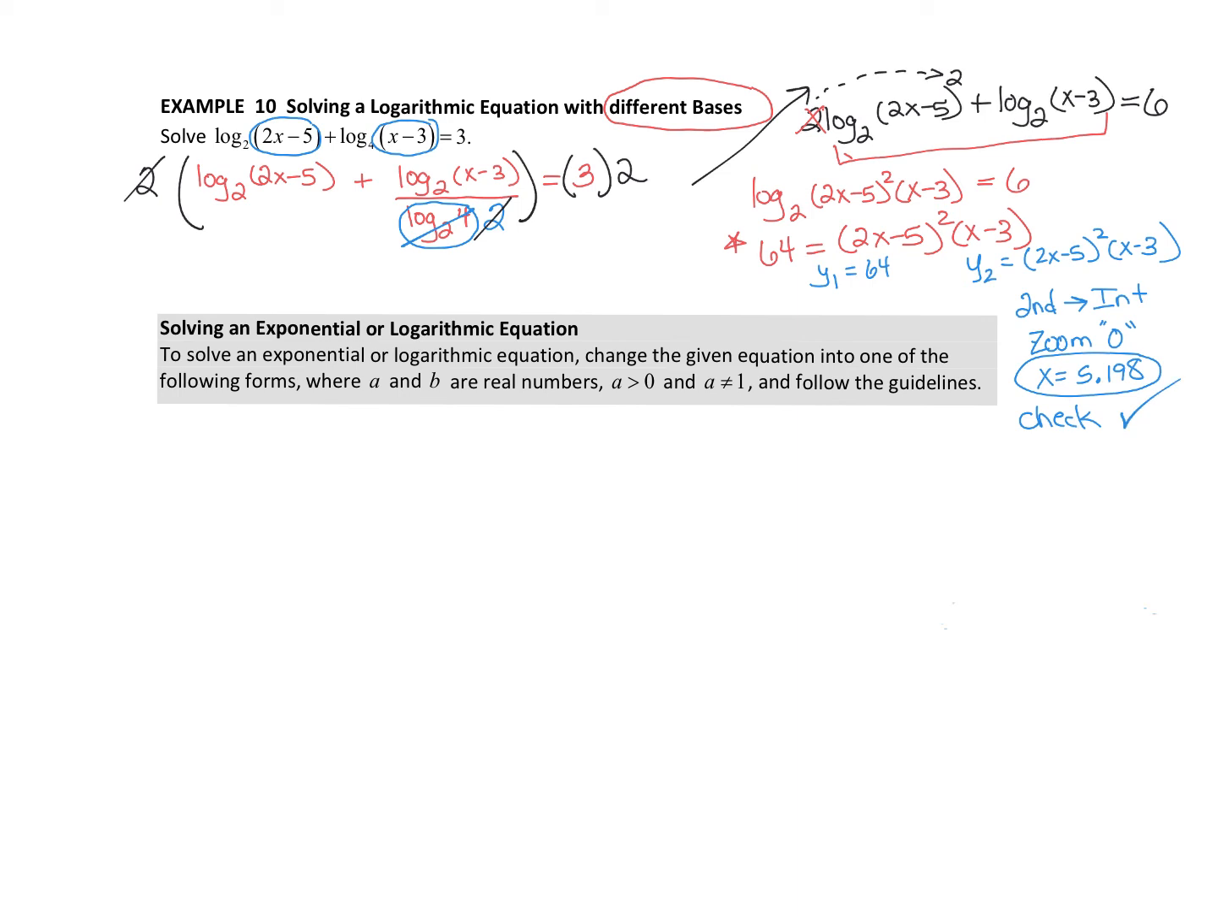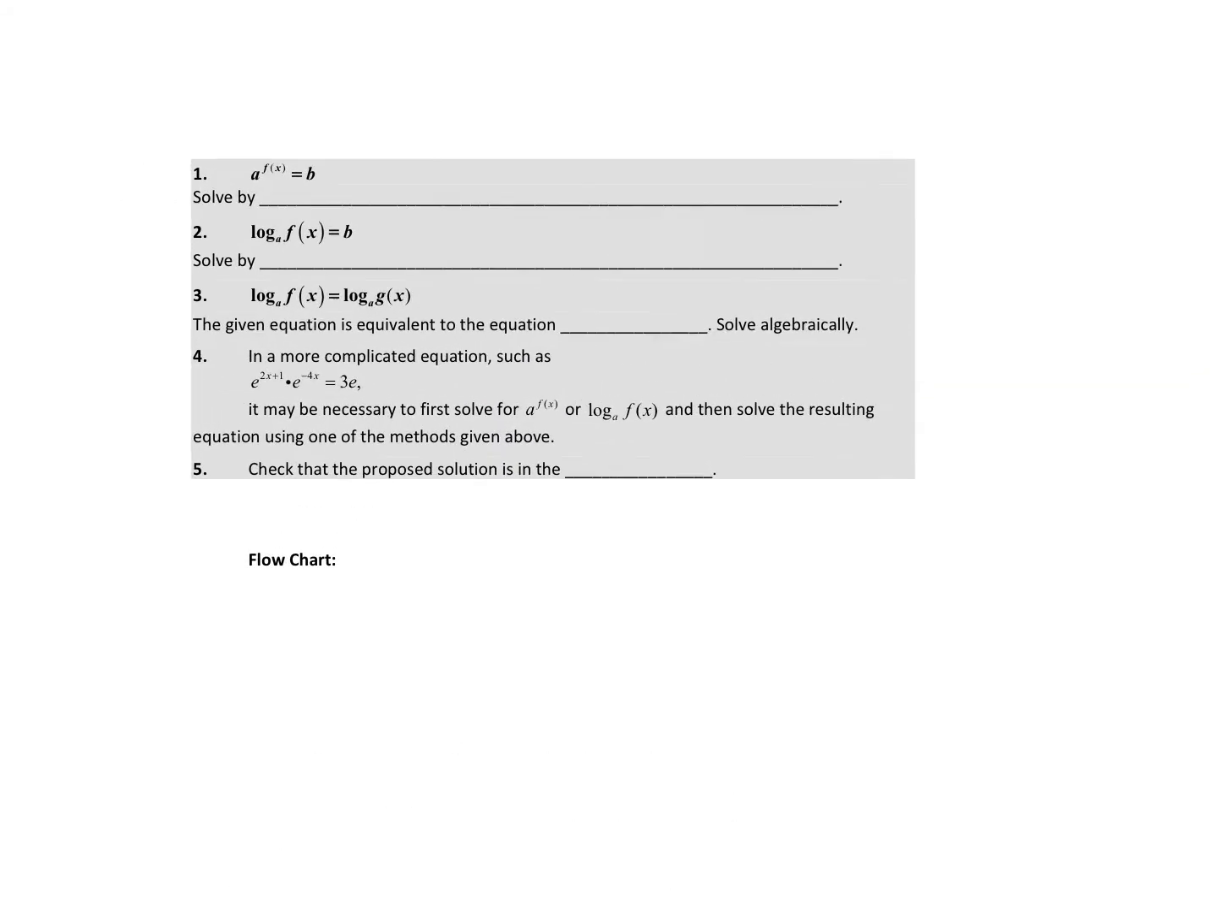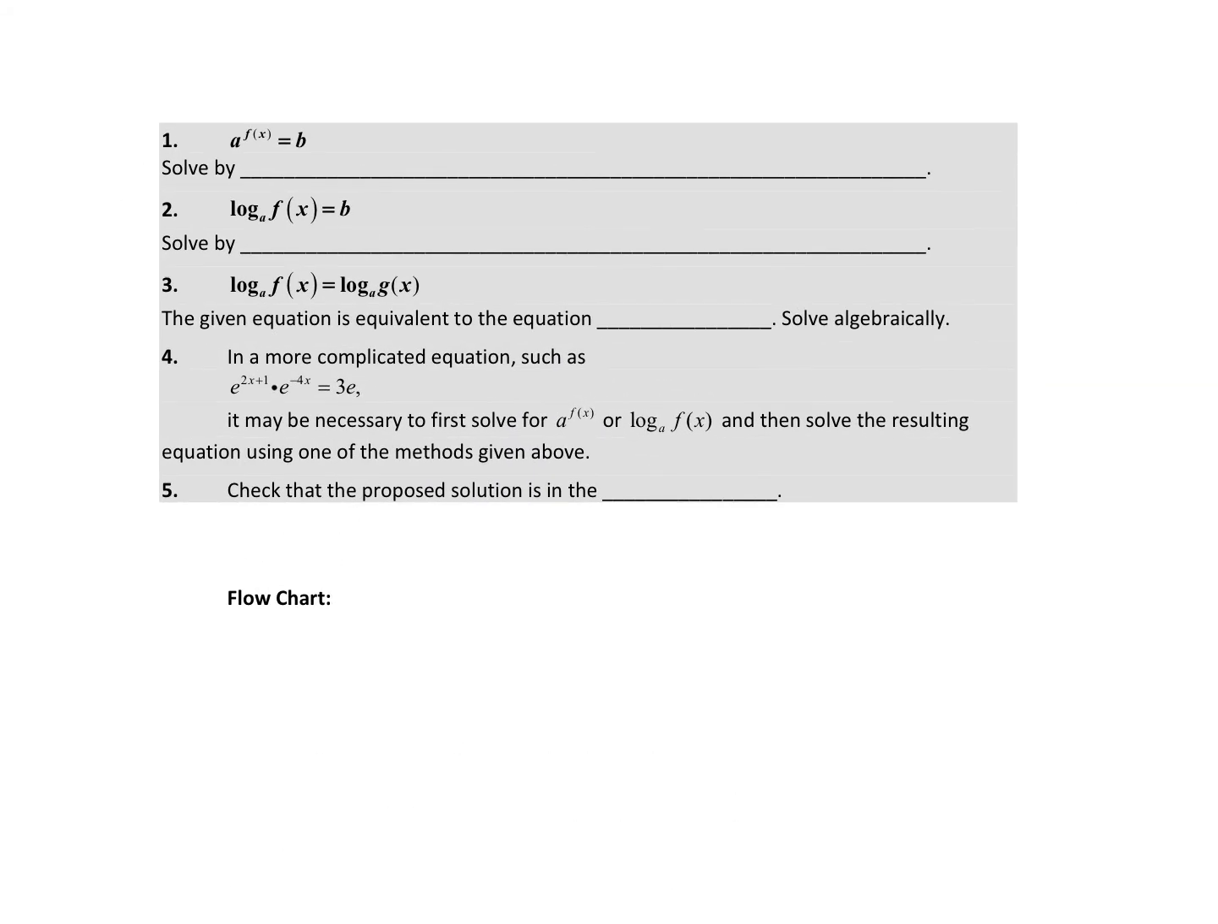So in summation, when we're talking about solving a logarithmic equation or an exponential equation, we want to change the given equation into one of the following forms, where a and b are real numbers, a has to be positive and greater than 1. If we have a to some function equal b, we're going to convert to log form. If we have a log equal to b, we're going to convert to exponential form.